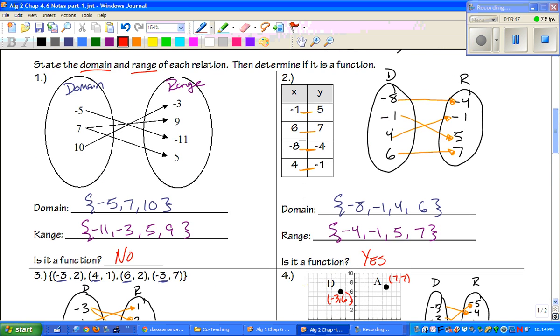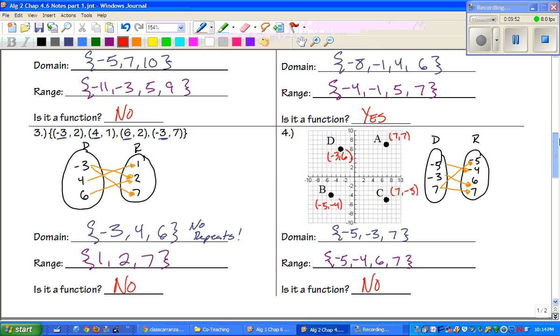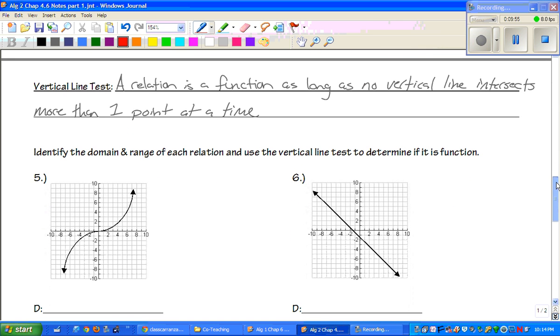All right, now that's when we're just given the numbers and the ordered pairs or a graph and we can kind of figure everything out. Now, the next is what we're going to do when we see a graph, if we can tell just by looking at it, and that's called the vertical line test. So the vertical line test states that a relation is a function as long as no vertical line, okay, keyword vertical line, intersects more than one point at a time, okay?